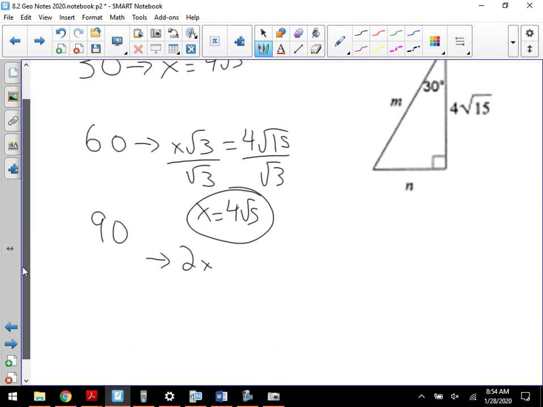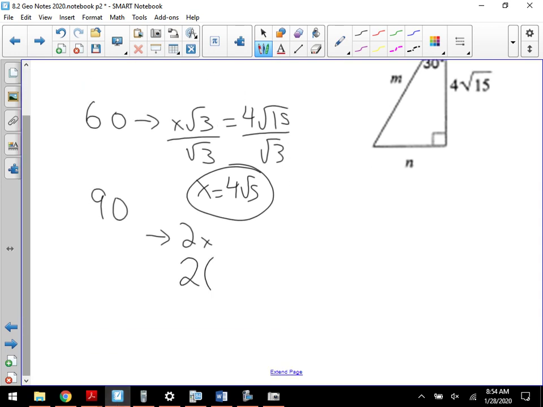So everywhere else I see an x, I put a 4 root 5. So down here, we have 2 times the 4 root 5, otherwise known as 8 root 5. Oh, so you have to multiply it? That's not good. What do you mean? So if that would have been across from the 90, then you would have divided it, right? Correct. But if it's not, then you would have multiplied it?